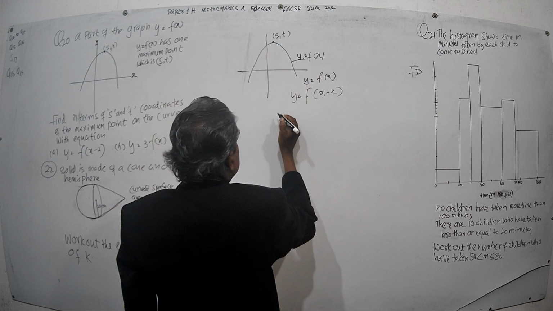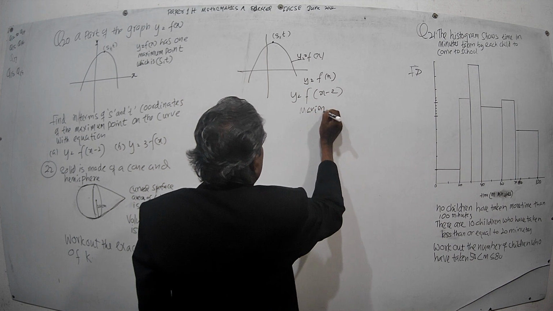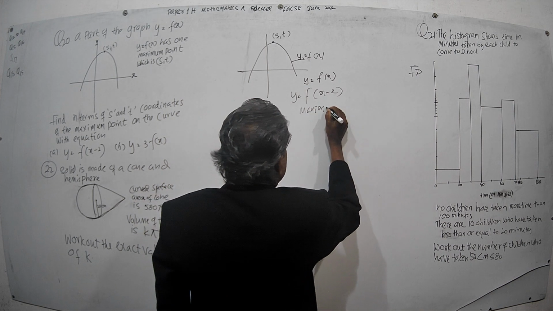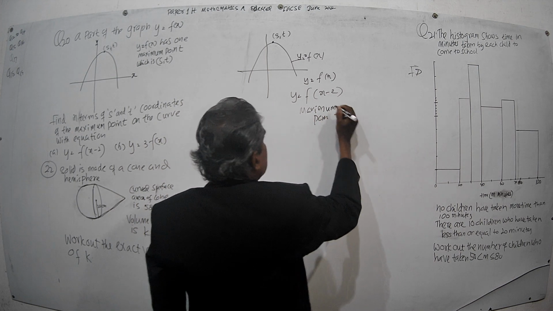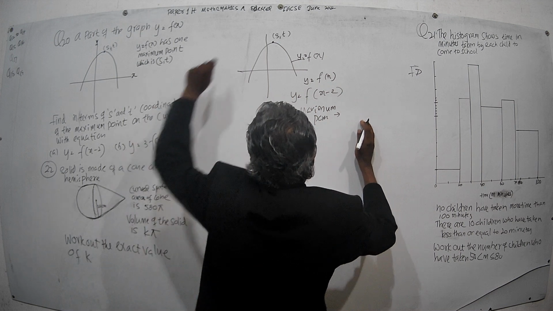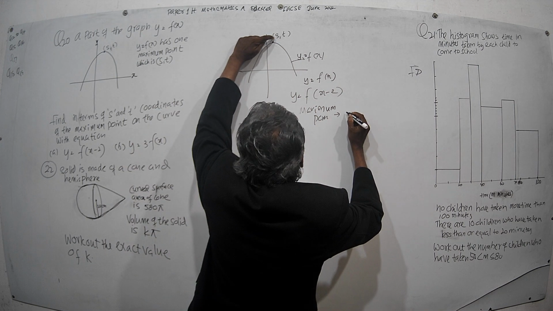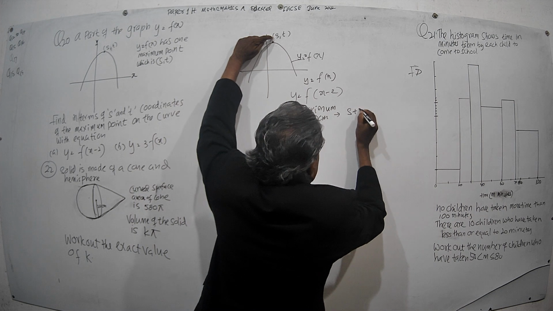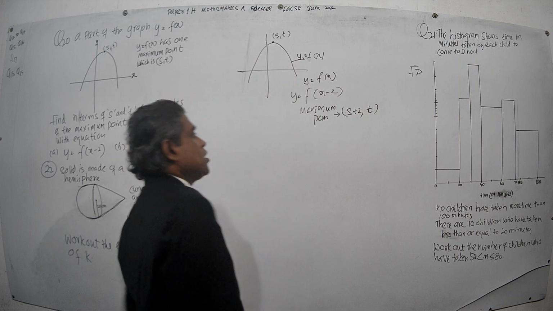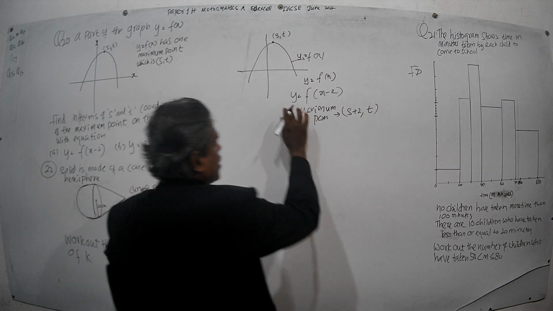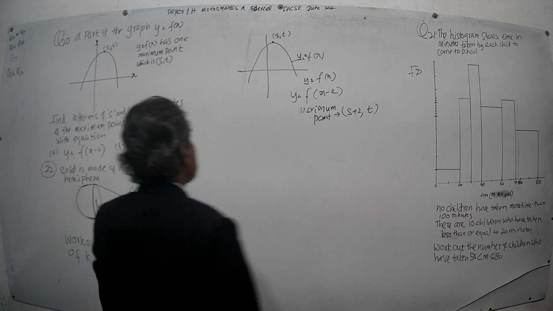Therefore the maximum point of this graph is: the x coordinate of the maximum point increased by 2. That means here it is s, and when increased by 2 it will be s plus 2, and the y coordinate does not change. That is the maximum point if the graph equation is this one. That is part A.